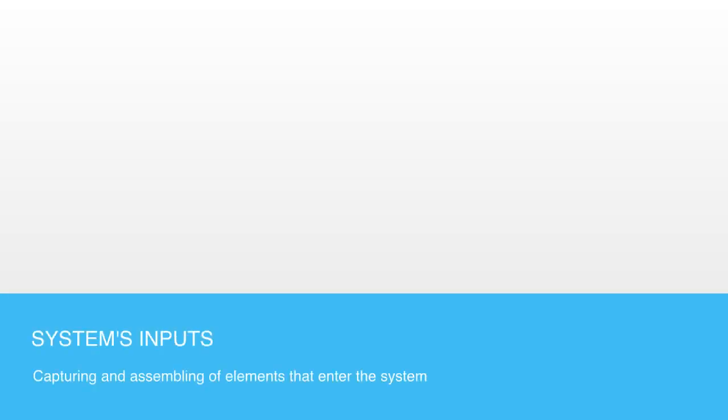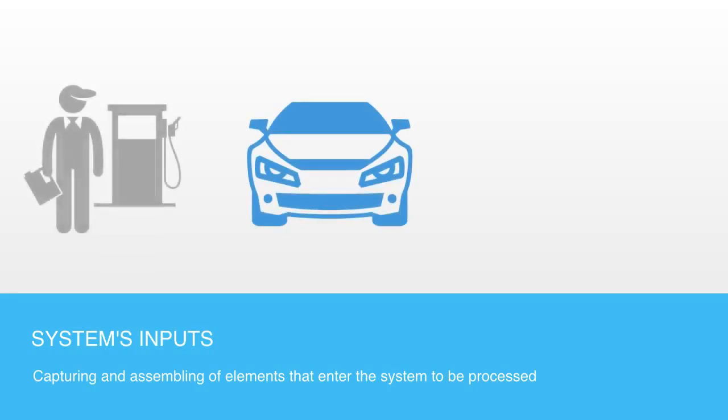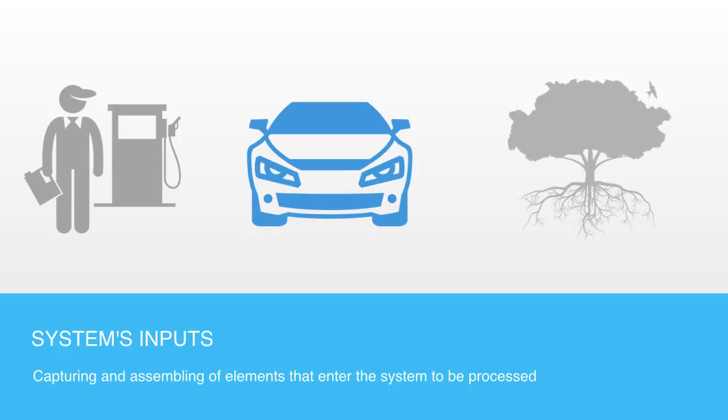Firstly, inputs involve the capturing and assembling of elements that enter the system to be processed. Putting fuel into your car is an example of an input to a mechanical system. The water taken in by the roots of a plant is an example of an input to a biological system. An important thing to note is that any given system can only process a specific range of inputs. Our car can process a certain type of fuel, but not all fuels.